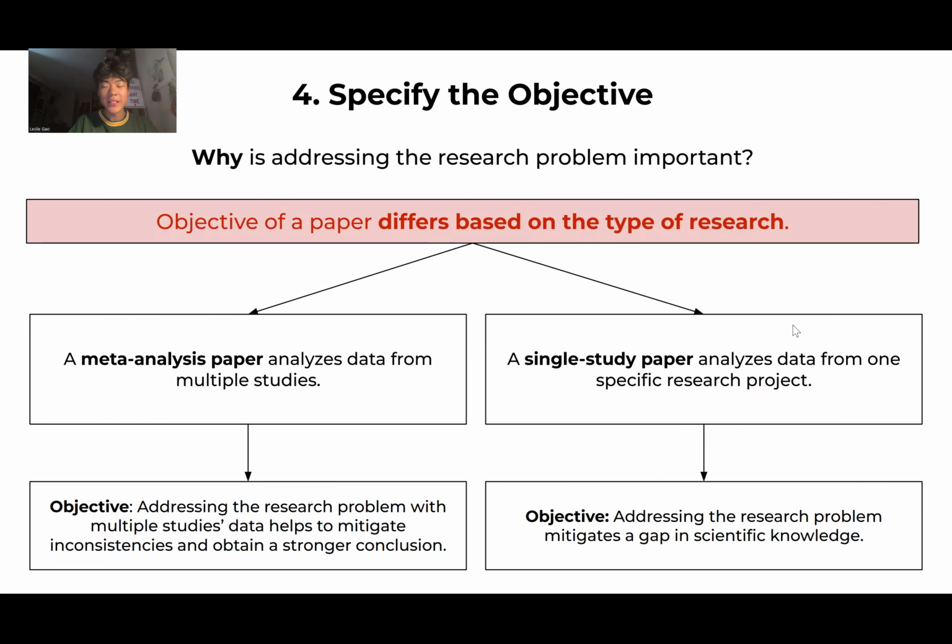The final step is specifying your objective. Essentially, why are you conducting this research and what exactly are you trying to accomplish? As the slide shows, this can look different depending on your research design. A meta-analysis on the left-hand side of the screen combines evidence from multiple studies. Its objective might be to resolve inconsistencies across the literature and reach a stronger overall conclusion. A single study paper analyzes data from one particular research project. Its objective may instead be to understand and directly address a gap in specific scientific knowledge.